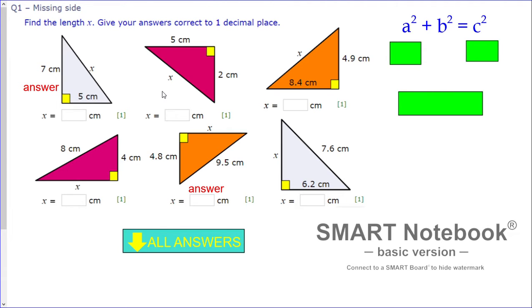Hello, we're back with a video on finding the length of a missing side using the Pythagoras theorem.